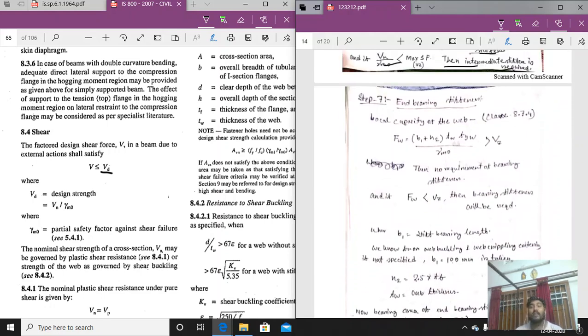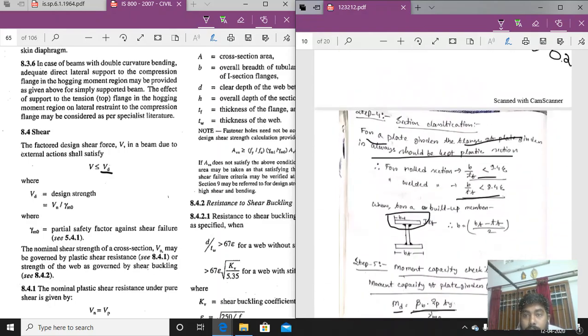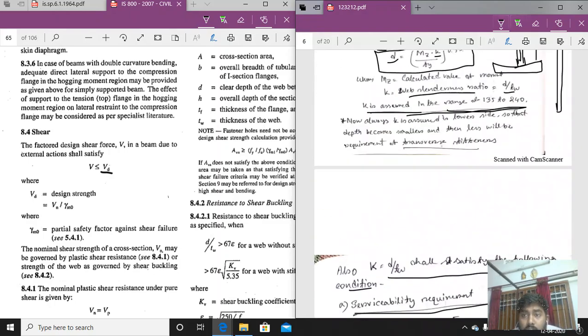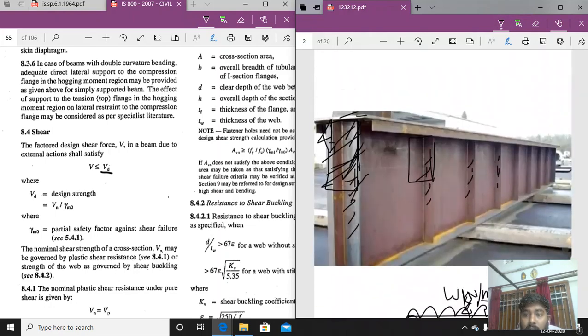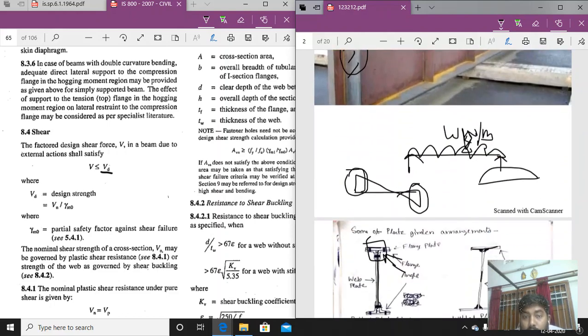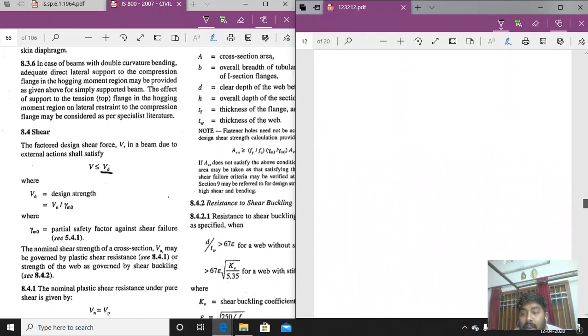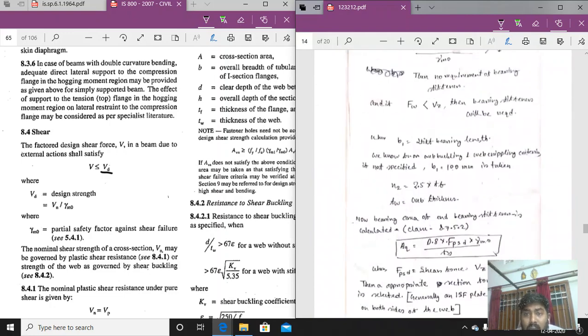What is the stiffener? Now coming to step 7, the design of the end bearing stiffener. There are two types of stiffener I have told you. Let us come to the above picture. I think you can remember, this is the end bearing stiffener that is provided at the end to resist the extra shear force, and these are all the transverse stiffeners. So first we have to design the end bearing stiffener.